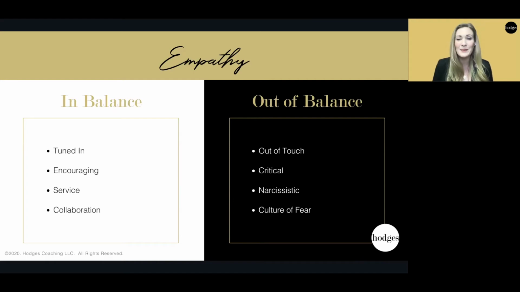But when empathy is in balance, leaders are tuned in, they see, they hear, they feel into their staff. They recognize that they have feelings, and they are encouraging and lift them up as opposed to being critical and kind of put them down. And a leader that is high on the empathy scale, I'm just going to keep rolling with it.